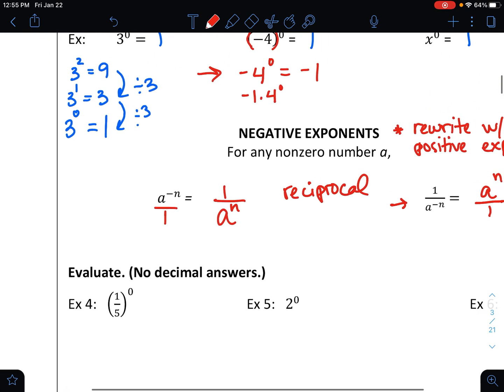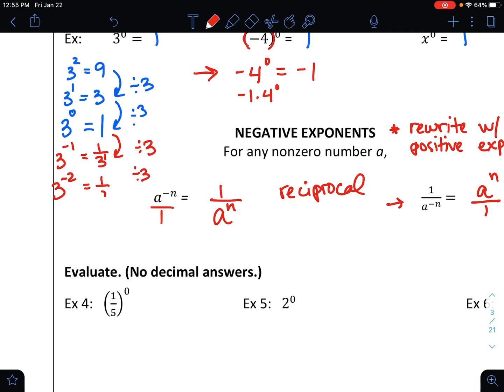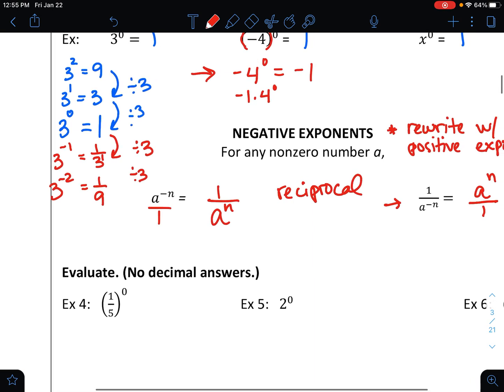Now, I'm going to actually use my example up here. The reason that is, let's continue this to 3 to the -1, 3 to the -2. So if I do that same property, I divide by 3. If I take 1 and divide it by 3, I get 1 over 3. Which is the same as 1 over 3 to the first. So see how it's just the reciprocal and the power is now positive. So let's divide by 3. So if I divide by 3, I actually get 1 over 9. And another way to write 1 over 9 is 1 over 3 squared.